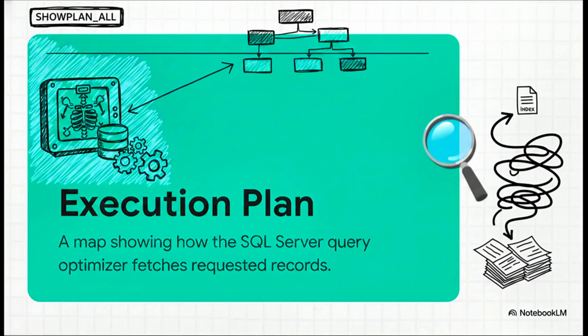What this does is generate a text-based version of the execution plan right in your results pane without actually having to run the full query output. It's super handy. It lets you see if the optimizer is doing something super efficient, like an index seek, or if it's doing something just horribly wasteful.